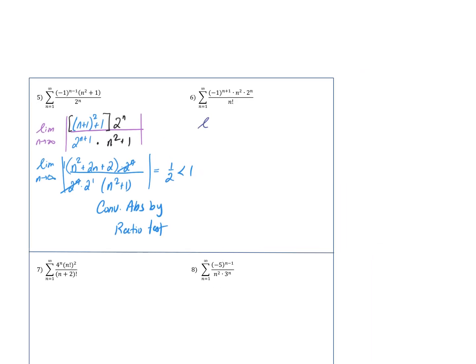Here we've got the limit as n goes to infinity. I'm going to plug in n plus 1, so we have n plus 1 squared, 2 to the n plus 1, n plus 1 factorial. I flip this, so this becomes n factorial here, and then we get n squared times 2 to the nth power.